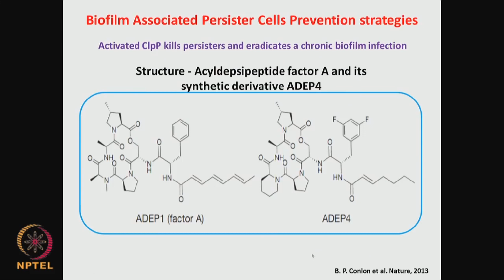Okay. For example, how can I prevent these persistent cells? If you look at this particular acyldepsipeptide, and its synthetic derivative, peptide factor 4. Okay. Now, these are known to kill persistent cells. These are small peptides. Okay. These are known to kill persistent cells and also eradicate chronic biofilm infection, based on this particular reference.